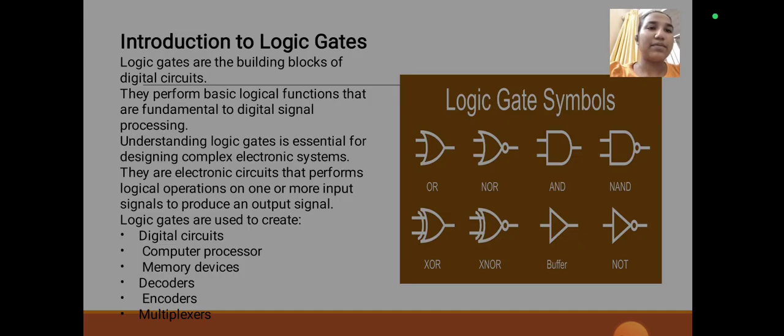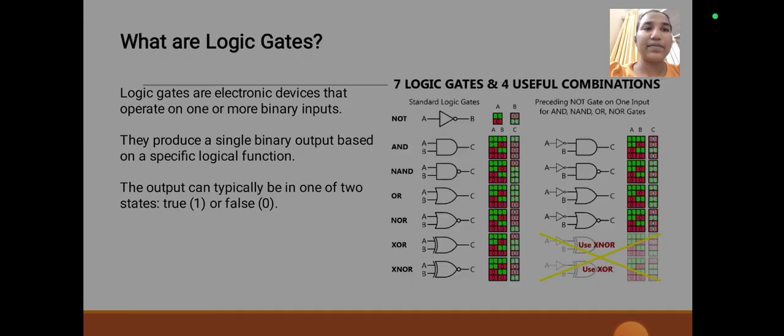Logic gate symbols: OR, NOR, AND, NAND, XOR, XNOR, buffer, NOT. What are logic gates? Logic gates are electronic devices that operate on one or more binary inputs. They produce a single binary output based on a specific logical function. The output can typically be in one of two states: true or false.